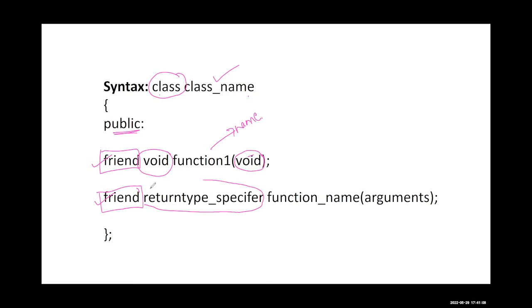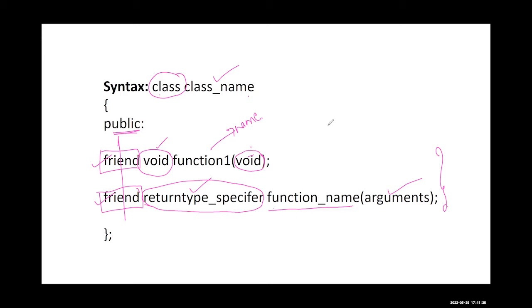So this particular function is returning something, some value, and then my normal function name. Okay, and then the arguments. These two are the same; the only thing is that here the friend remains the same, and then here this is void, but here it is returning something. Here the name is given as function1, here the name is given as function name. Here there is no parameter, or it is nil or void, but here there are some arguments.